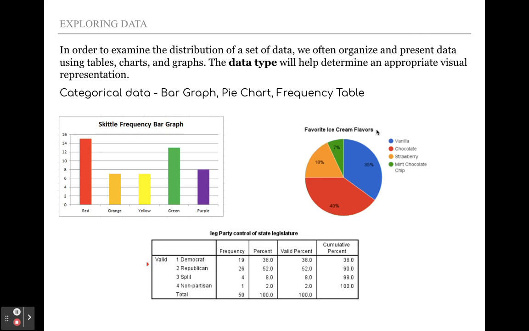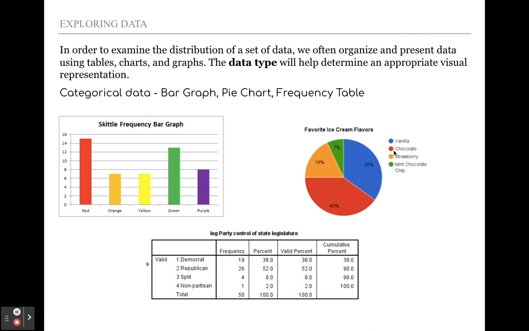So here we have favorite ice cream flavors. That's categorical because the responses are in categories. And then we've got the relative frequency, also known as percentage. And these percentages have to add up to 100%. Otherwise, we've got an incomplete and incorrect circle graph, pie chart.